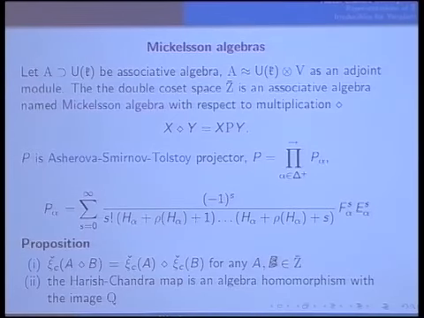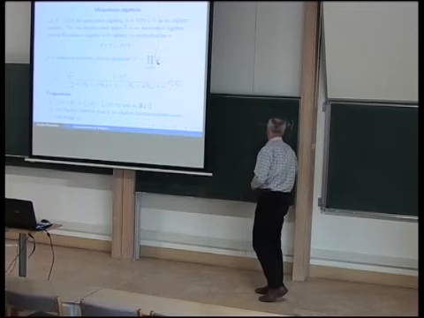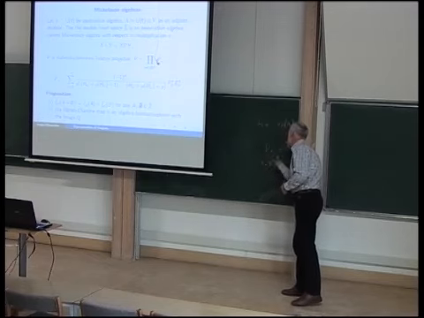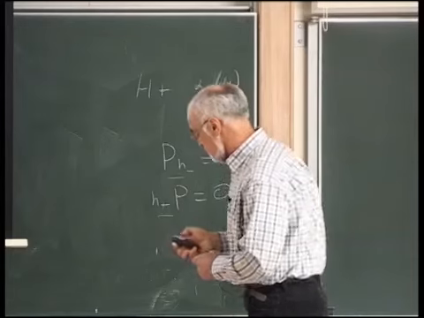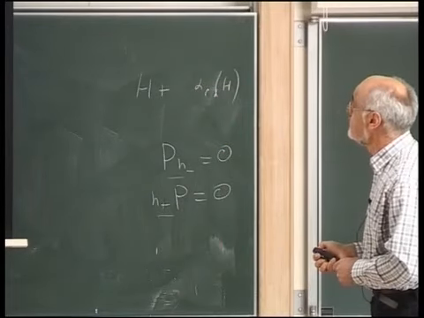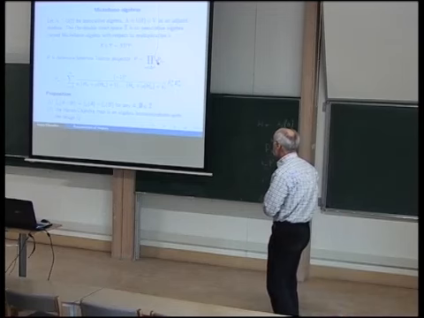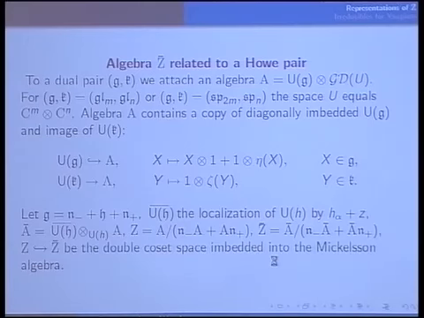No, its basic property is that this projector satisfies the property that P minus is 0 and plus P is 0. And once you look at these properties, you see that it's really defining the operation of the double coset space because of these properties.